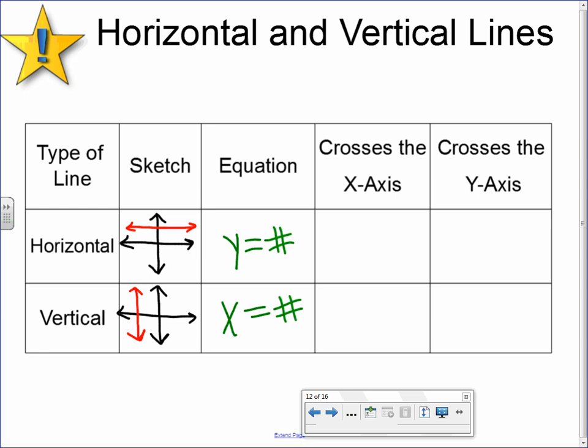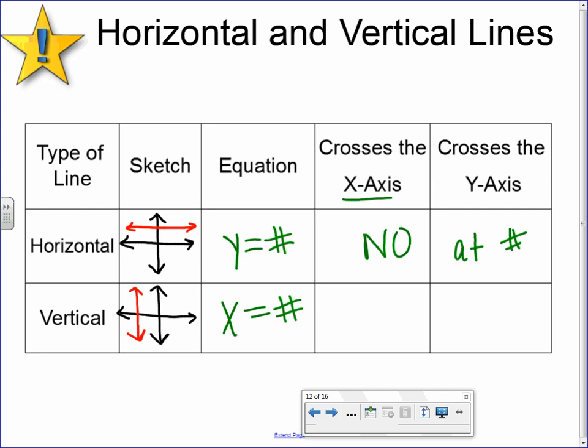Okay. Does a horizontal line cross the x-axis? No. Does it cross the y-axis? Yes. It crosses the y-axis at whatever that number is. If it's y equals 3, it crosses the y-axis at 3. If it's y equals negative 7, it crosses the y-axis at negative 7. So that's how I remember which one's which, because it crosses that axis at that number.